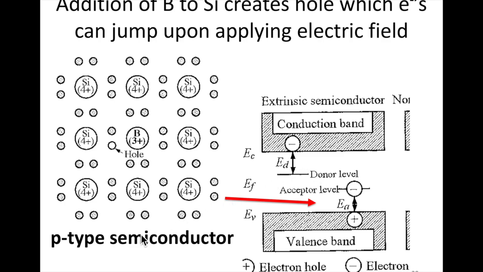And so in this case, since we're producing holes, and we've used the terminology P for holes, we call this a P-type semiconductor, one that creates electron holes. So this is a P-type semiconductor.